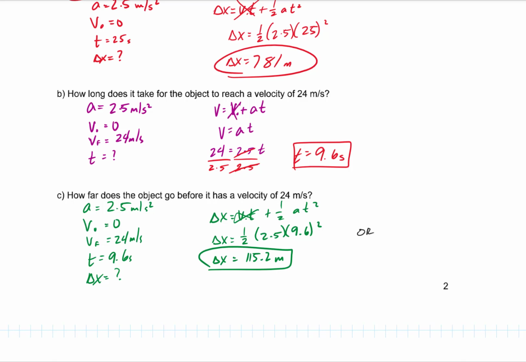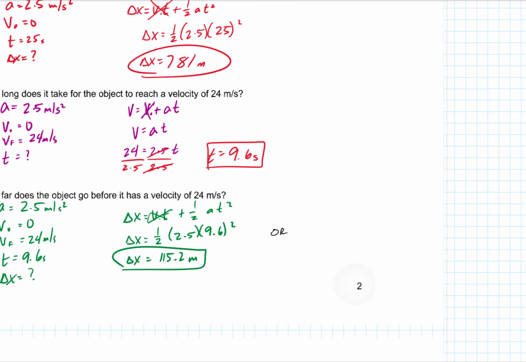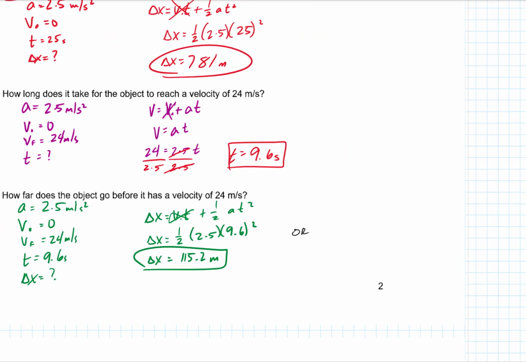Or we could do it another way. We could pick another equation. The other equation that we could use is the other one with the displacement in it: final velocity squared equals initial velocity squared plus 2a times the displacement. The initial velocity goes away because it's 0. So v final squared equals 2a times the displacement.